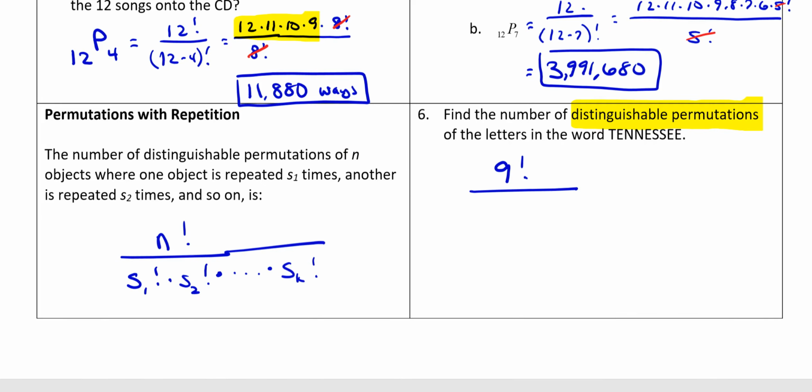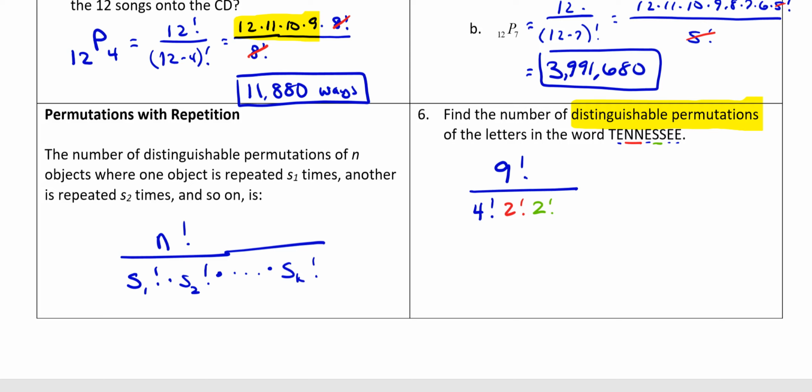So now we need to look and see which things repeat, okay? So the E repeats 1, 2, 3, 4 times. So our E is going to be 4 factorial. The N repeats 2 times, so 2 factorial. Okay, so there's the N right there. I'll do that as red, so you can see it. So 2 factorial. And then we have these S's repeating 2 times, so 2 factorial. You don't have to put 1 factorial because 1 factorial is just 1.